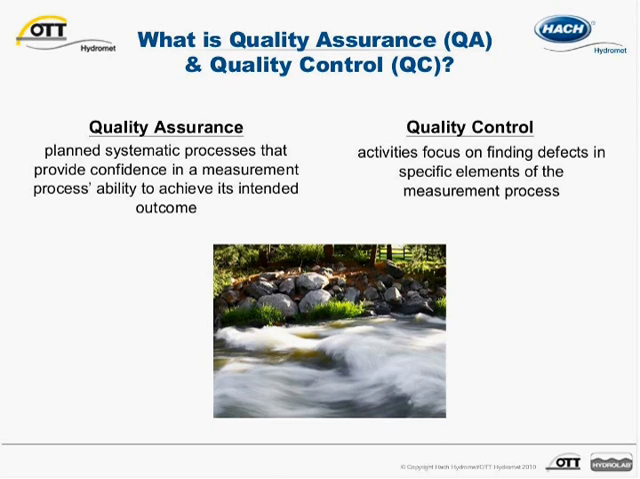What we have on this screen are one definition of quality assurance and quality control, both that are derivatives of something taken from Wikipedia. Quality assurance is the planned, systematic processes that provide confidence in a measurement process's ability to achieve its intended outcome. Quality control are activities that focus on finding defects in specific elements of the measurement process.